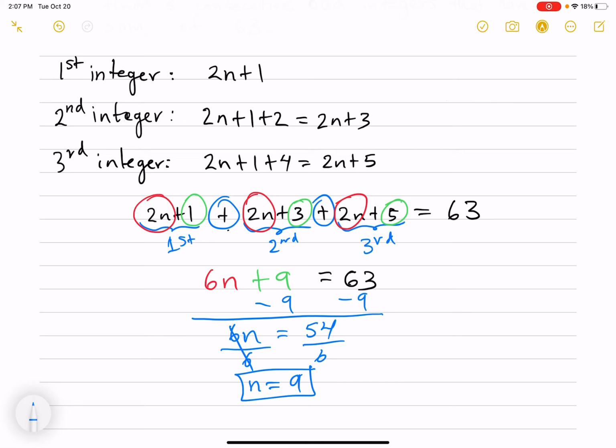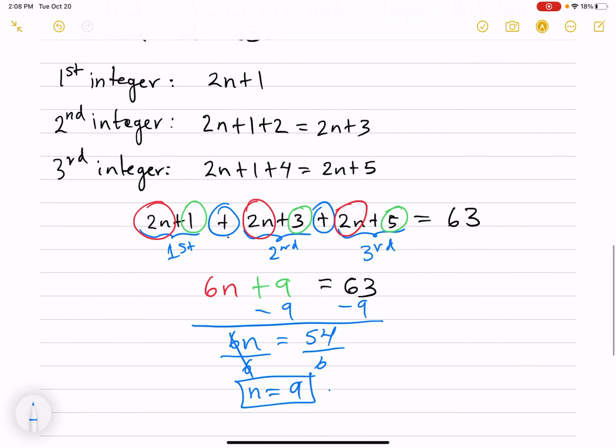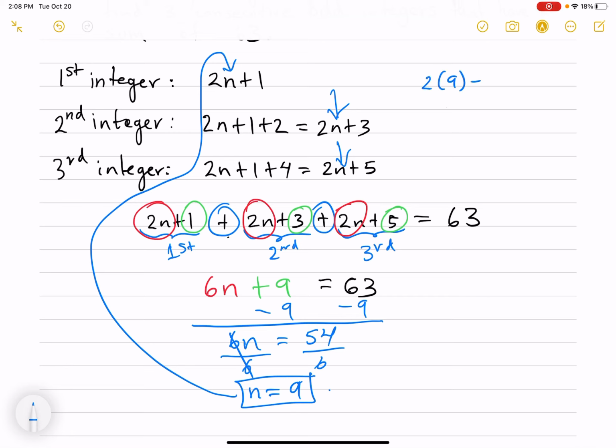Now, we always make sense of our answers. If they wanted us to find out what n was, we are done, but they didn't ask us to find n. They wanted us to find 3 consecutive odd integers that add up to 63. So now that we know that n equals 9, we're going to substitute this n back into this here, and here to figure out the first integer. So 2 times 9 plus 1 equals 18 plus 1, which is 19. So the first integer we needed to find was 19.